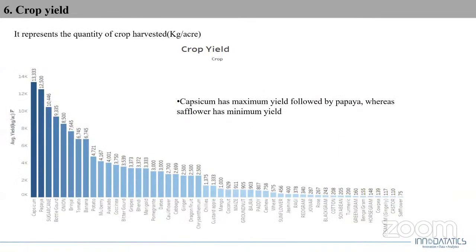Next slide. So the next feature is crop yield. It represents the quantity of crop in kg that is being harvested per acre. If you see the graph, you can notice that capsicum has got maximum yield, whereas sunflower has minimum yield.